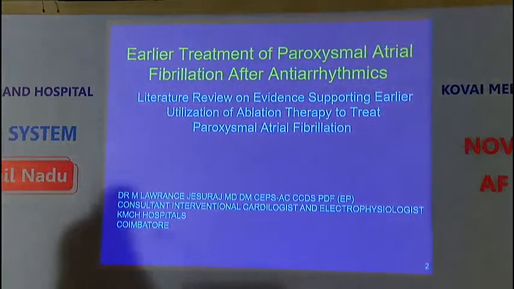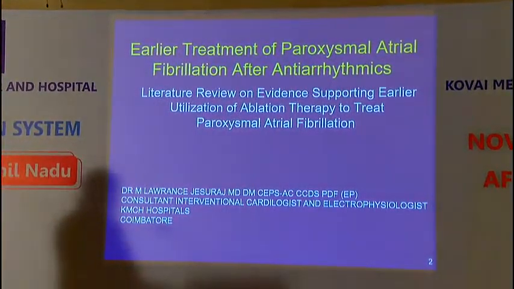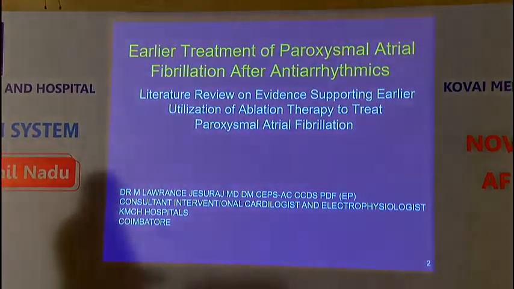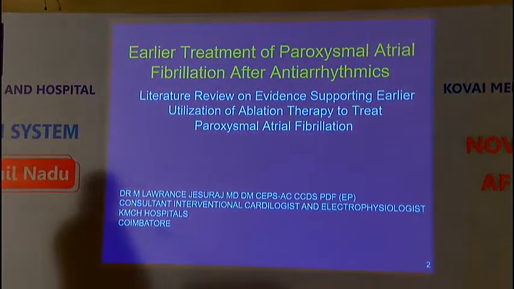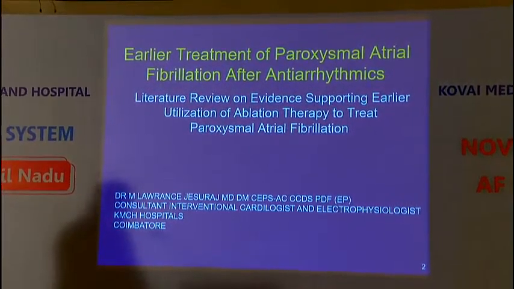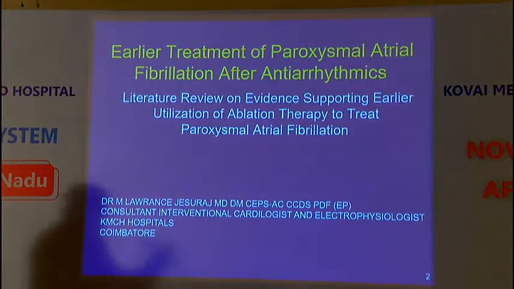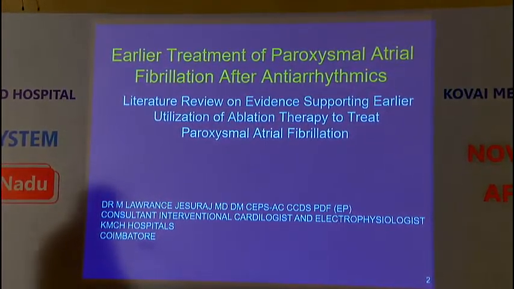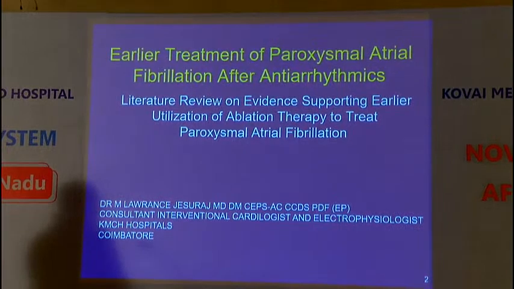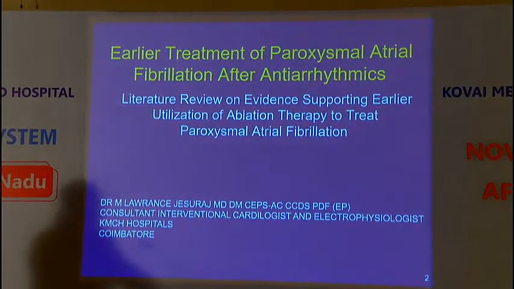fibrillation. So I think for a change, we'll talk about something which is going to change the course of the disease rather than trying to deal with the complications of the disease. So I'm going to talk about how we are going to treat early the patients who are presenting with paroxysmal AF and keep them in sinus rhythm most of the time.